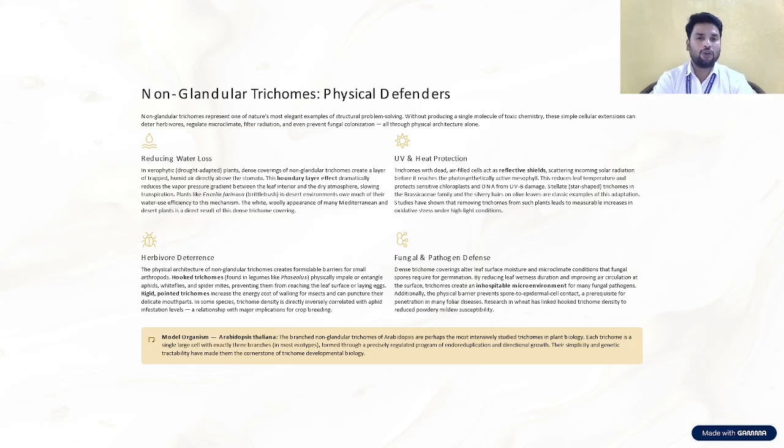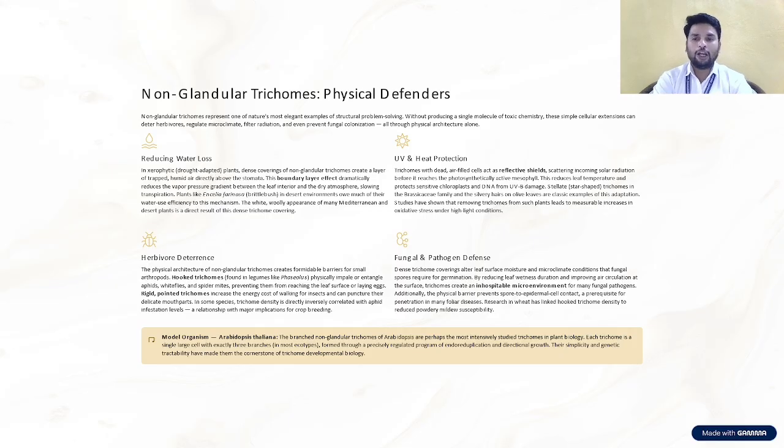Stellate, star-shaped trichomes in the Brassicaceae family and the silvery hairs on olive leaves are classical examples of this adaptation. Studies have shown that removing the trichomes from such plants leads to a major increase in oxidative stress under high light condition, and thereby increases the rate of transpiration.